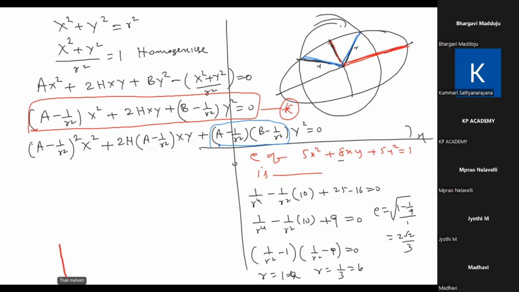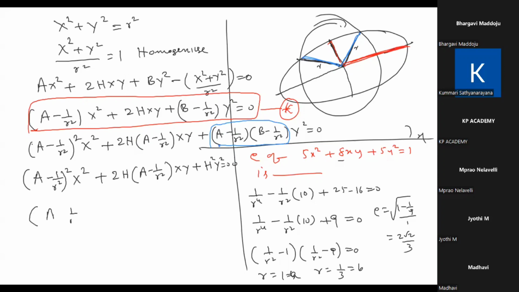So now what happened is: (a − 1/r²) into x² plus 2h into (a − 1/r²) into xy plus capital H² y² equals 0. Capital X² y² equals 0. Now it is (a − 1/r²) into capital X plus capital H y, whole square, equal to 0, because it is a² + 2ab + b², right?